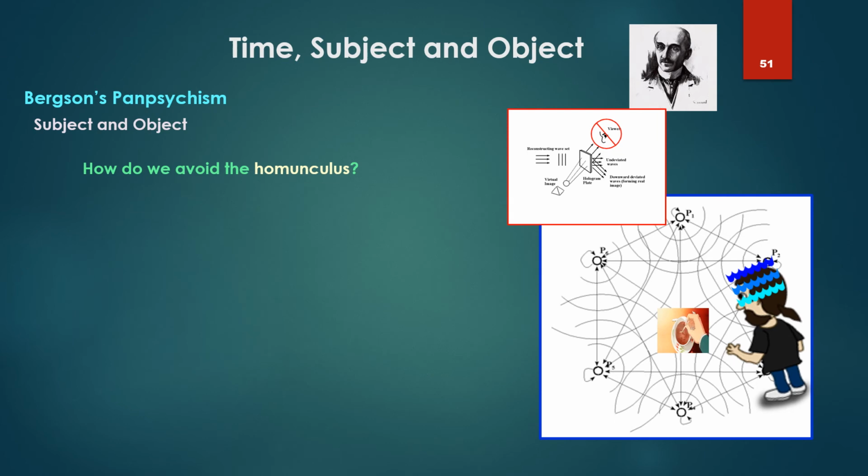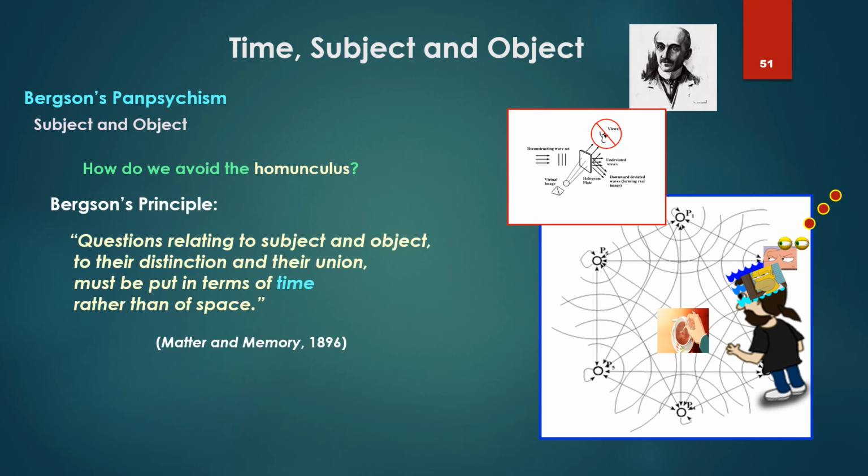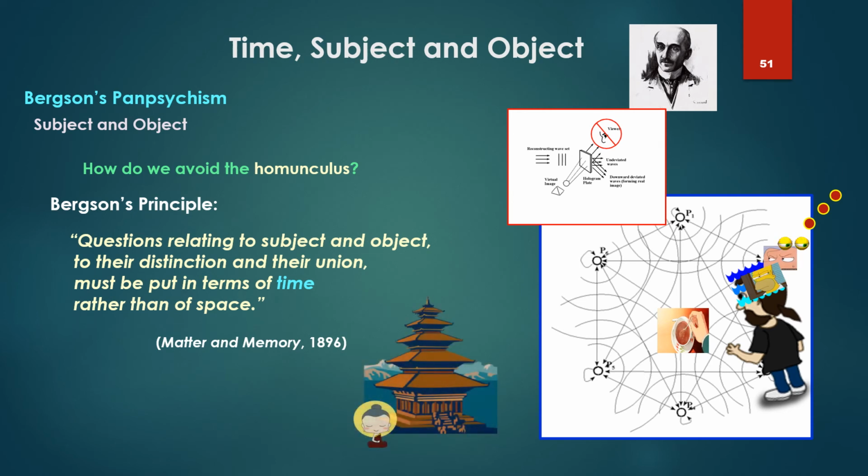So now we come to the question of subject and object, which we can put this way. How do we avoid the homunculus, the little guy in the brain, watching the projected image or the specified image, which would then lead to a regress, or removing the viewer, as in the little red box there in the holographic process picture? It's Bergson's principle. Questions related to subject and object, to the distinction and the union, must be put in terms of time rather than of space. So, a bit Zen-like, and we'll see why.